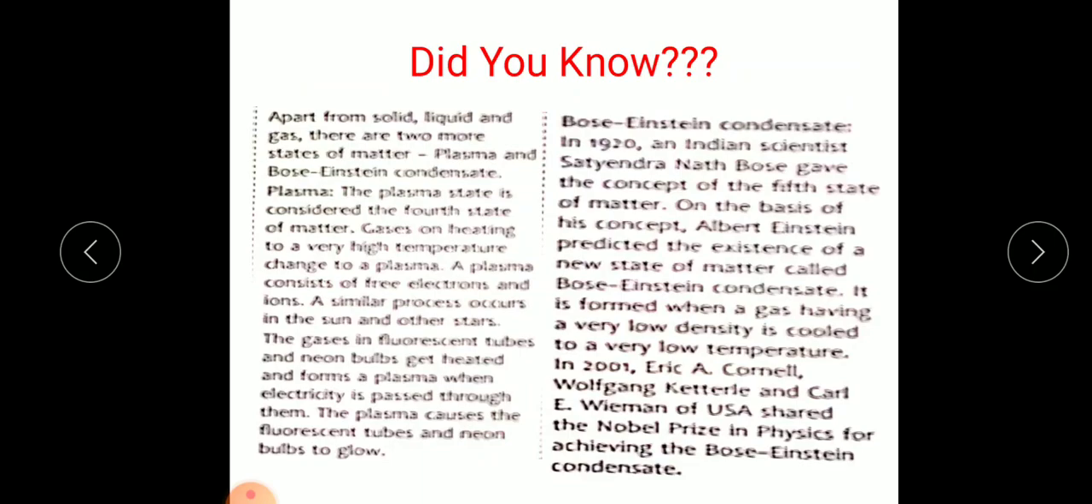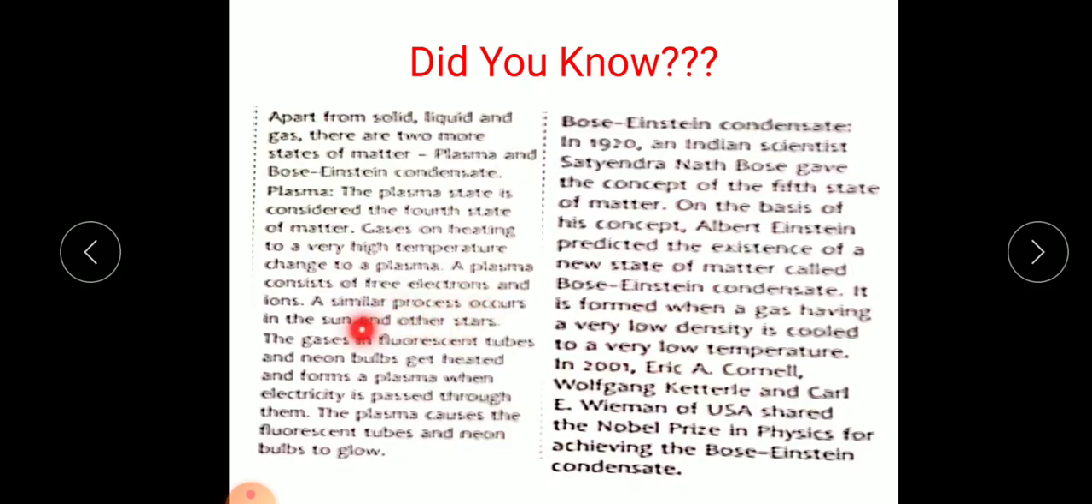Till now we have studied that there are only three states of matter, but scientists and researchers have developed two more states of matter. Apart from solid, liquid and gas, the two other states of matter are plasma and Bose-Einstein condensate. Plasma is considered the fourth state of matter. Gases on heating to a very high temperature change to a plasma. A plasma consists of free electrons and ions.